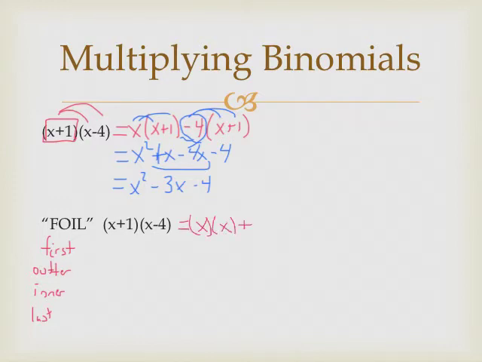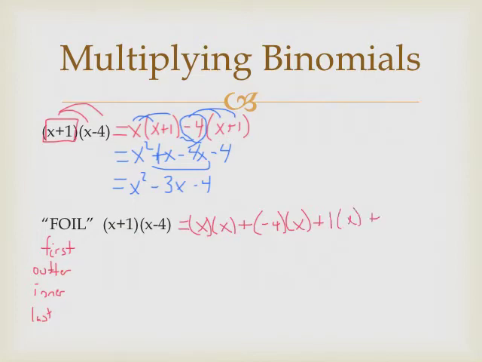And then, outer, I want the terms on the outside. So the x is on the far left, the -4 is on the far right. So those are my outer terms. So I have a -4 and I have an x. And then inner is kind of the opposite of that. There are 2 things in the middle, closest together. That is 1 and x.